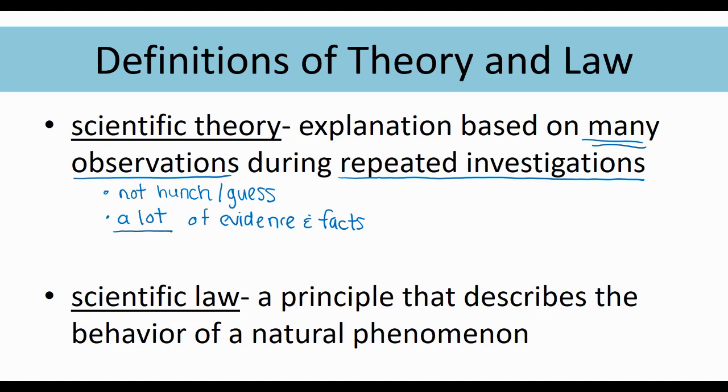A scientific law is a principle that describes the behavior of a natural phenomenon. Like I said, this is usually expressed as an equation. So one rule of thumb is that if it can be written as an equation, then it is probably a law. An example here that we would go into further detail later in our other video is Boyle's Law. An example of a scientific theory that we would go into further detail is the theory of plate tectonics. Please forgive my sloppy handwriting.